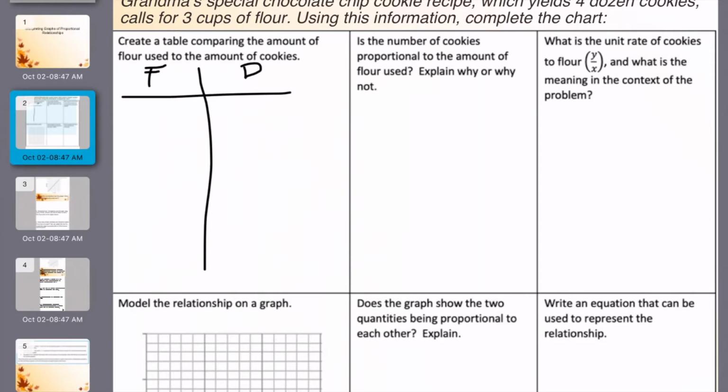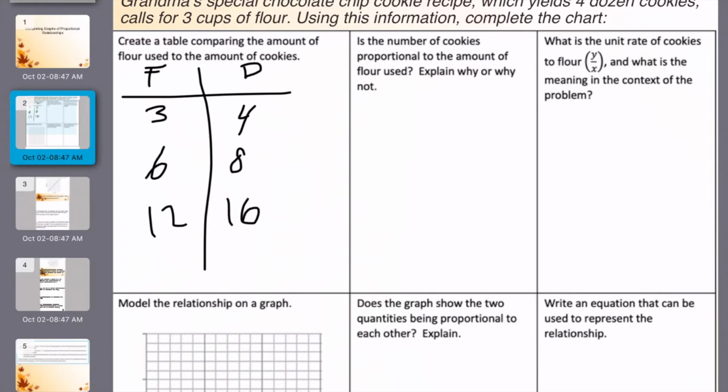So I know that for 3 cups of flour, I get 4 dozen cookies. So if I think about this in terms of a proportional relationship, that means I need to have a constant of proportionality that is going to continue to be 4 thirds or 1 1/3. So if I double the amount of cups of flour, so if I have 6 cups of flour, that should double the amount of dozens, which is going to be 8. And if I double the 6 cups of flour to 12, that also means that I can double the amount of dozens from 8 to 16.